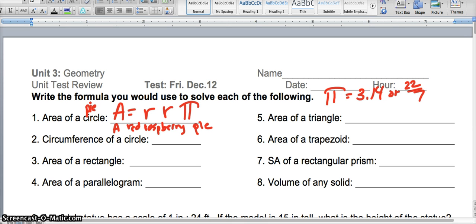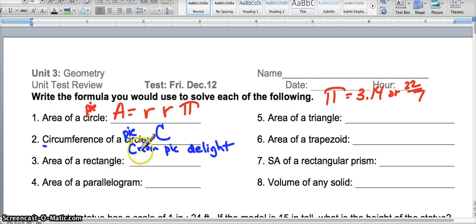Okay? Starting with number 2, we're doing circumference of a circle. Circumference starts with C. A circle is pie-shaped, so we've got to have pi in it. We had a memory trick for this one of cream or chocolate or cherry. Pies are delightful or delicious or whatever you want to think of. So cream, C, equals pi, that Greek letter that stands for 3.14, delightful, D for diameter.